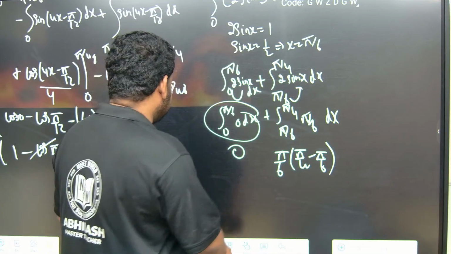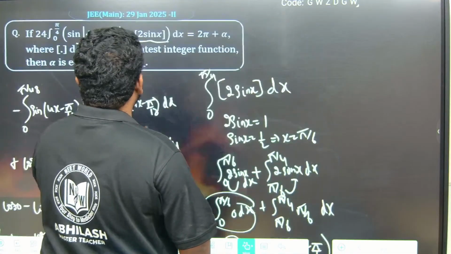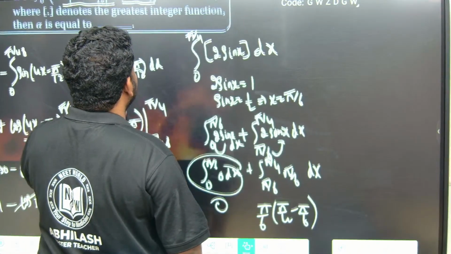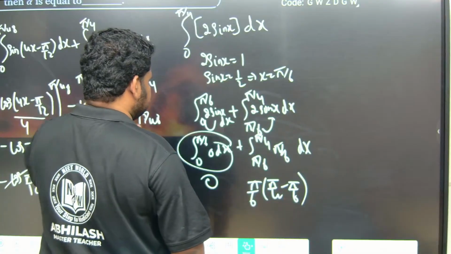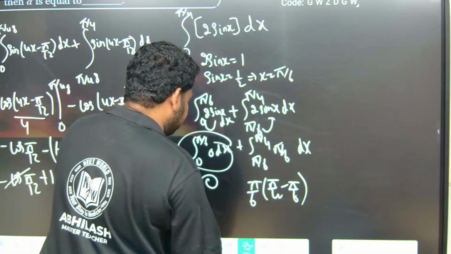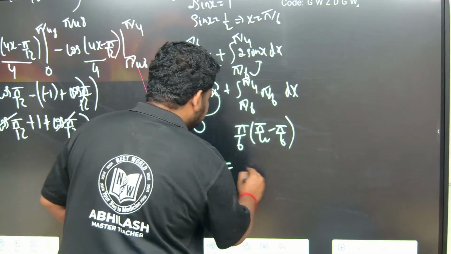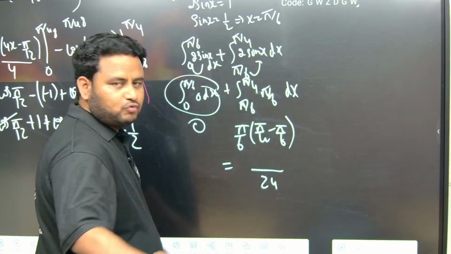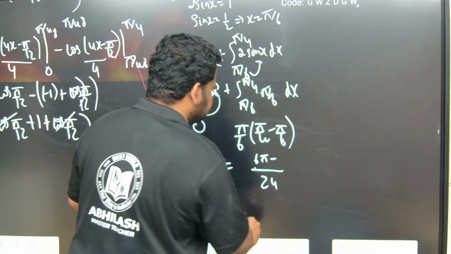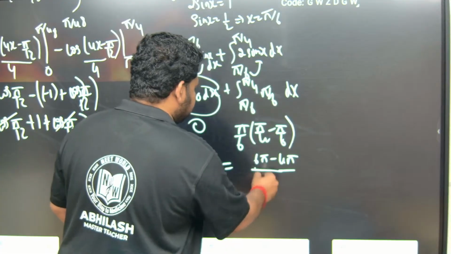So that is nothing but equal to what? If you can observe here, this is equal to 2 pi plus alpha. On solving this, what will I get as the value of alpha? If I solve this, what do I have here? 24 as the LCM. Now what do I have here? 6 pi minus 4 pi.